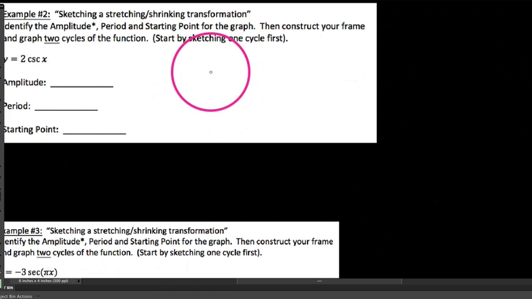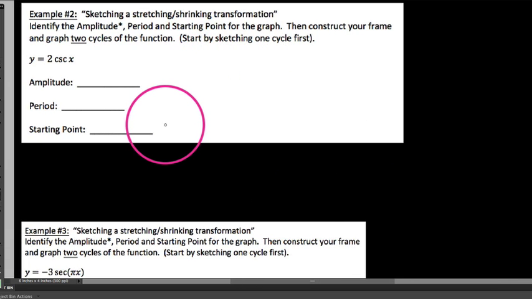So what we're going to do in this video is put together a couple of graphs of secant and cosecant functions and take a look at how the graphs of their reciprocal functions are very helpful in doing so. So let's go ahead and do this.